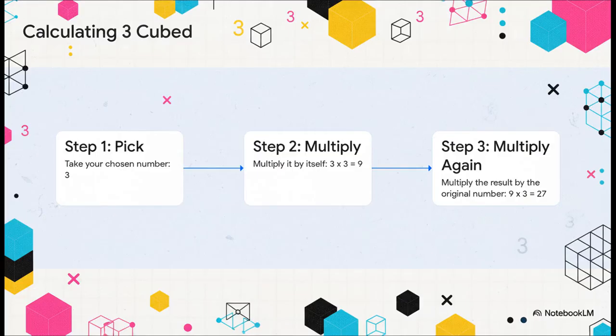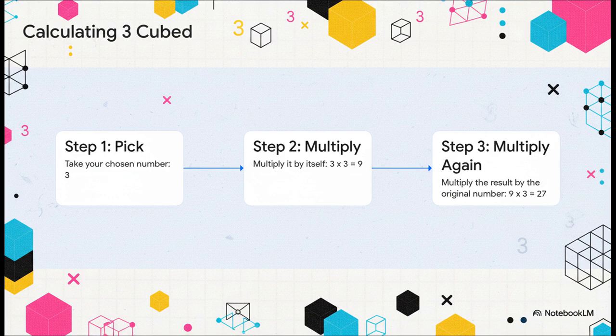Okay, let's try it with the number 3. Step 1, you take 3 and multiply it by itself. So 3 times 3, that's 9. Now, for step 2, you take that answer, 9, and multiply it by our original number, which was 3. So 9 times 3 is 27. And that's it. The cube of 3 is 27.